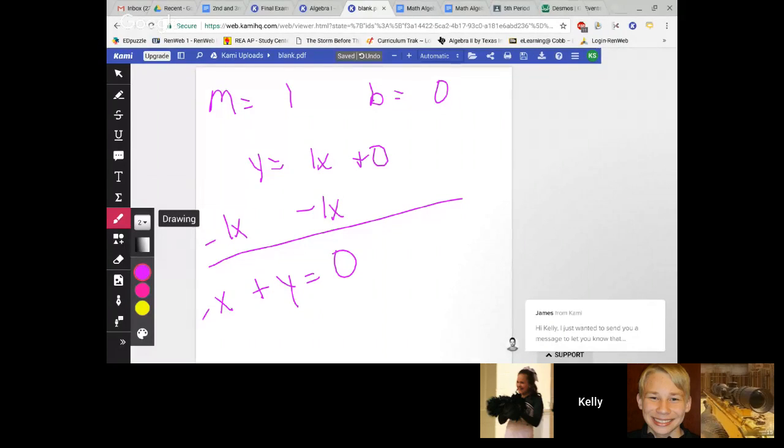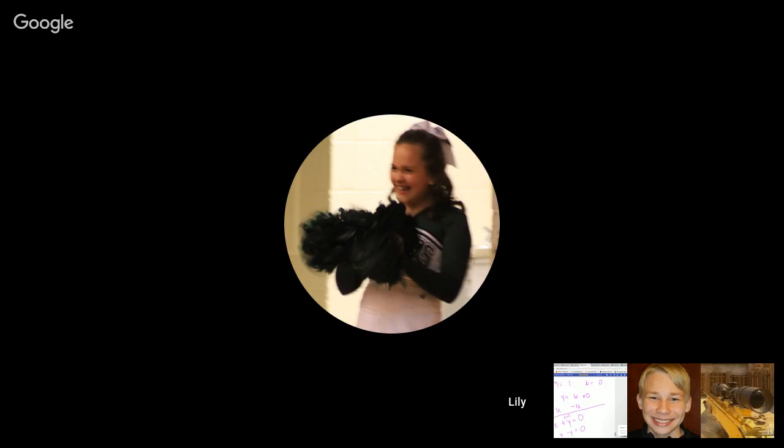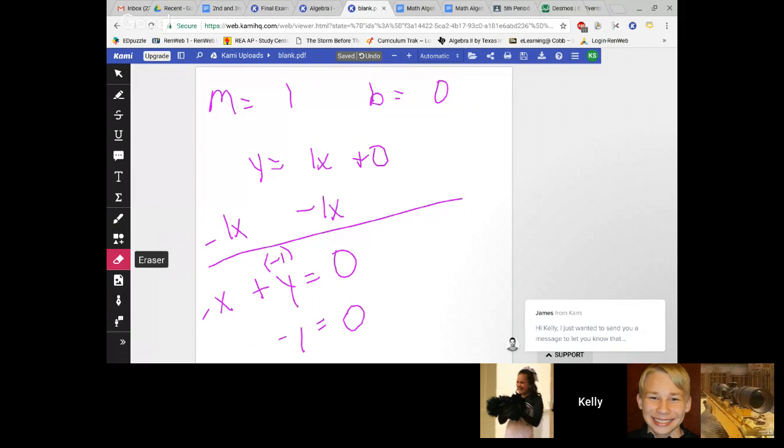So Lily, in order to get rid of that negative x, what would I have to do to the whole equation? Multiply by a negative 1. Yes. So that would change this to a positive. And then if I multiply negative 1 times this y, that's going to be a negative. And negative 1 times 0 is just 0, so it doesn't change that. Is this making more sense now, Lily? Yes, ma'am. Okay, good.